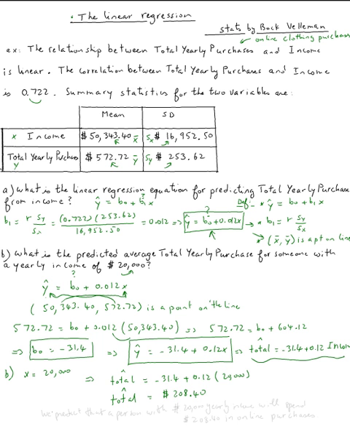So what does that mean? That means we predict that a person with $20,000 yearly income will spend $208.40 in online purchases. And that's it for this example.